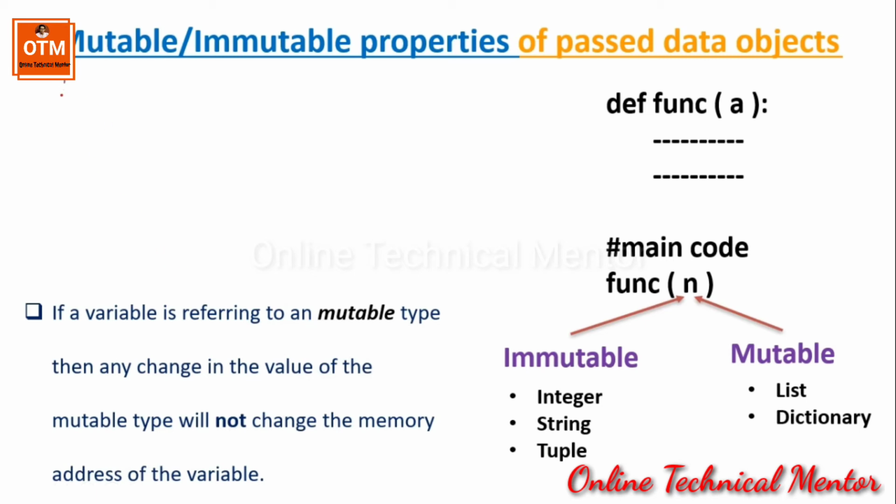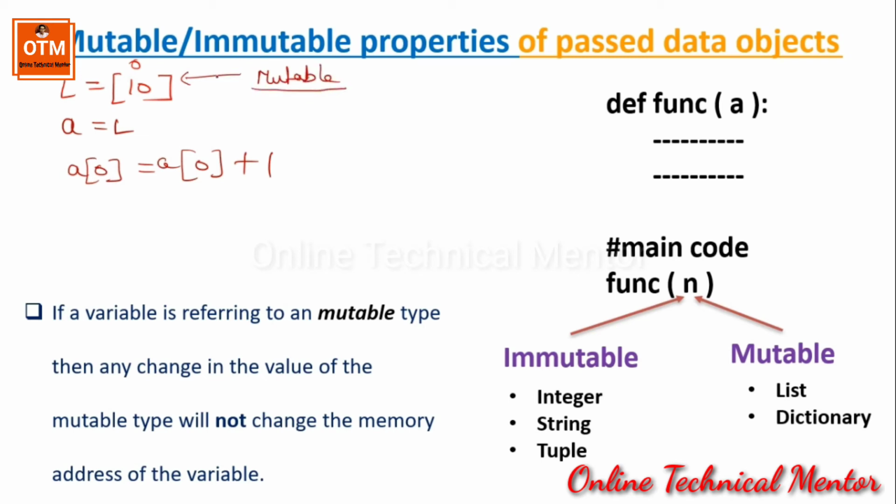Suppose I have a list which contains a single element, say 10. Obviously its index is 0. Then let me write down a equal to l. That means a and l are pointing to the same list. Now if I write, say, a[0] equal to a[0] plus 1. Since a and l are pointing to the same list, and this list is a mutable type, the value of the mutable object can be changed in place. That means it can be updated.